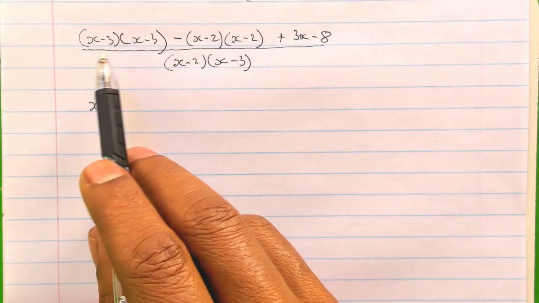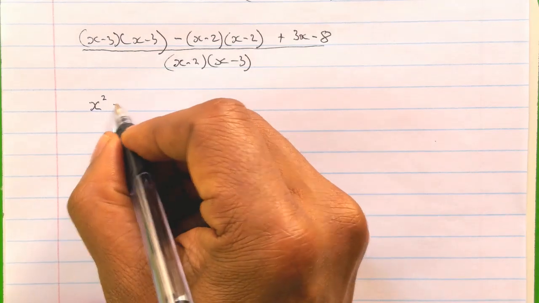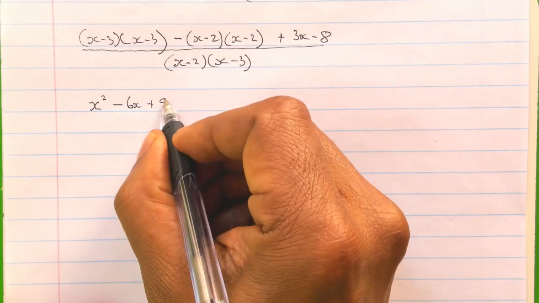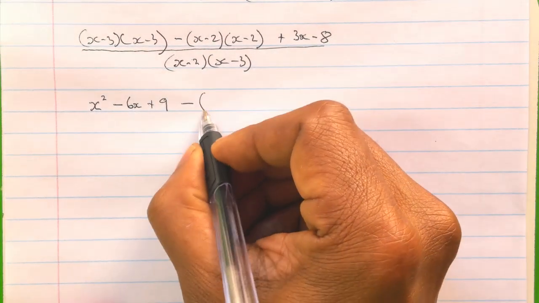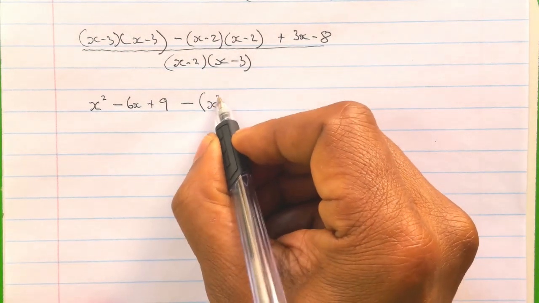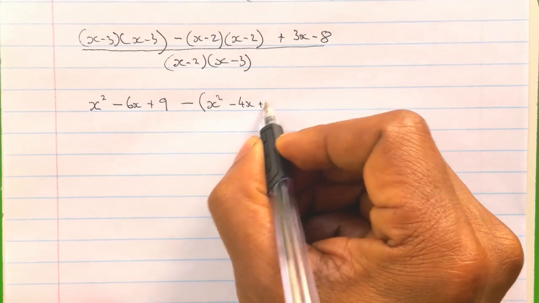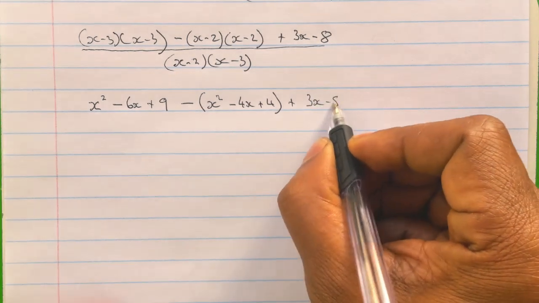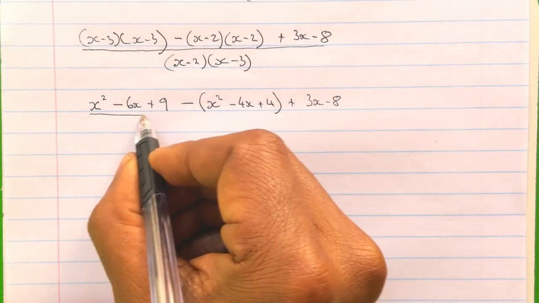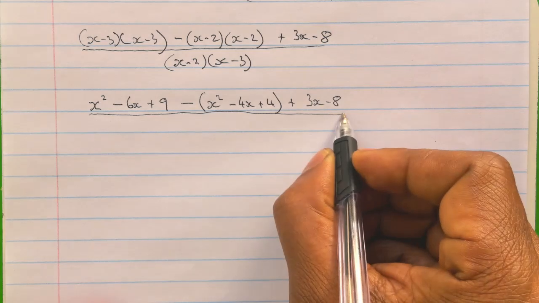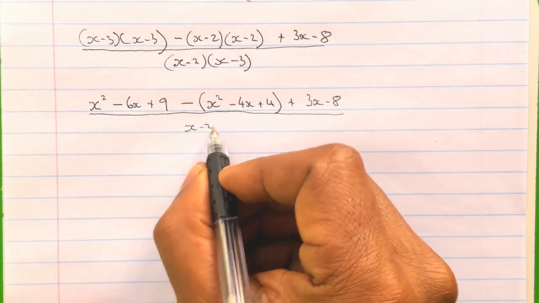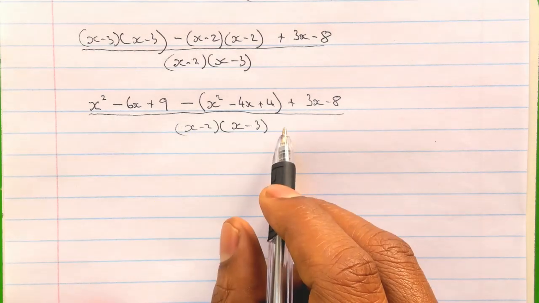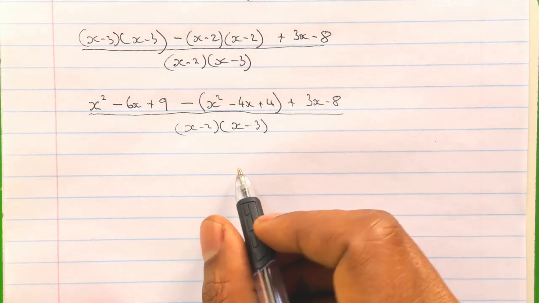I have a negative 3x and another negative 3x, so I have a negative 6x. Those two will give me a 9. Same thing here. I will have x squared minus 4x plus 4. Then that one, I still leave my LCD as is. Okay, right, so I have x minus 2, x minus 3. Then I simplify further.